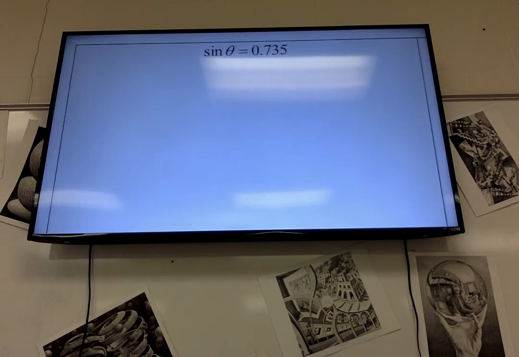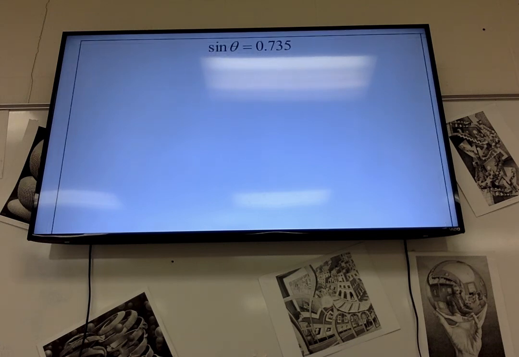Second, we're going to figure out what quadrant our answer is in. So we do the All Students Take Calculus. And we know that sine is positive here. So in which quadrants is sine positive? Quadrants 1 and 2. The one at All and the one where it says Sine positive.